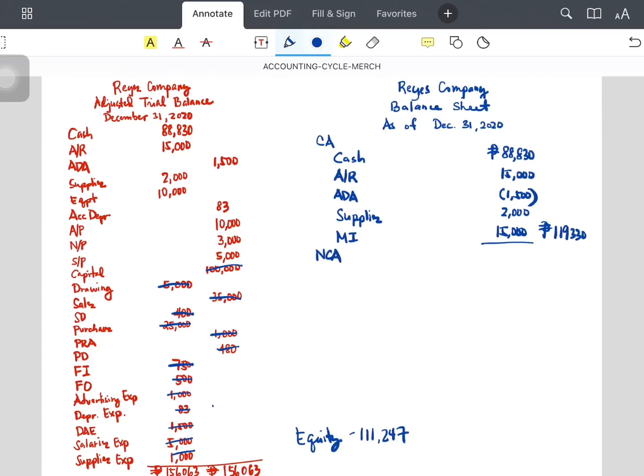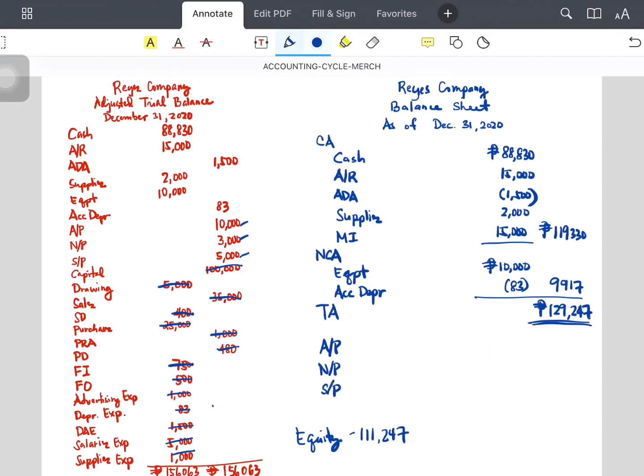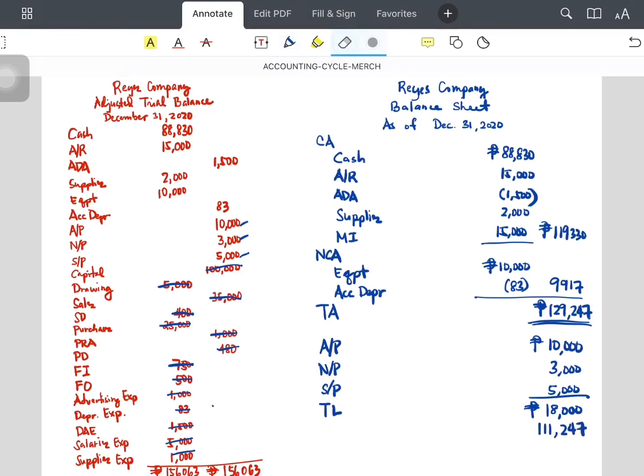You can place equipment and accumulated depreciation in one note, but you can just write them down. So I'll just write them down. Anyway, they're just two account titles. And then for the liabilities, since you don't have non-current liabilities, you will just have to write these three, get the total. That's your total liabilities. And underneath, we write our equity. Then we erase this. Let's write it properly. Total equity. Get the sum of your total liabilities and equity. The answer is 129,247. Okay, so that's our balance sheet.